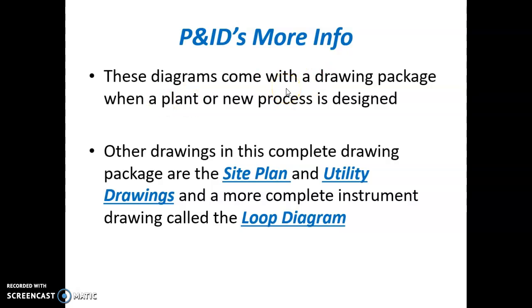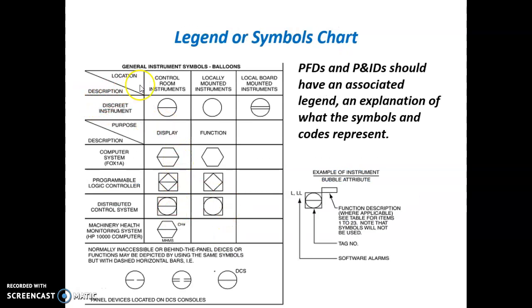These diagrams always come in a drawing package, especially when you're doing a plant or new process design or any revisions and updates. In a complete drawing package, you'll also get a site plan, utility drawings, and loop diagrams. The loop diagrams will list all of the different loops and the control strategies per equipment piece in a really nice layout for you to look at. Then you have legends and symbols. PFDs and P&IDs should have an associated legend that tells you what each of the symbols means. Each drawing type reveals a specific but usually different piece of information about the actual process, so it's good to know.